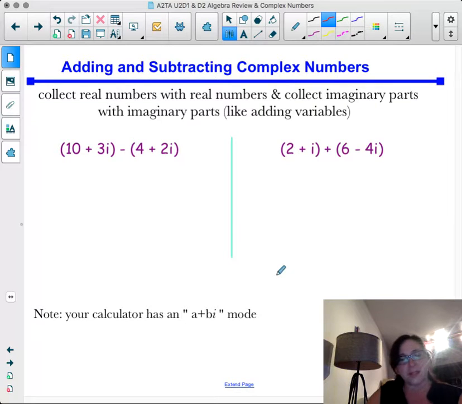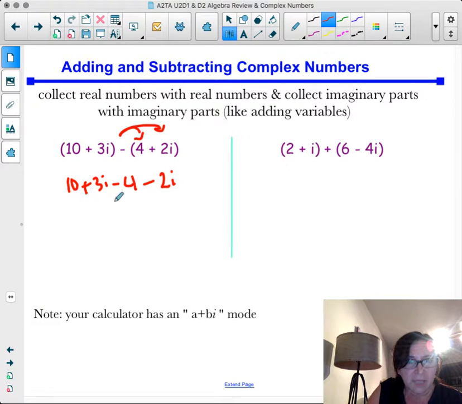We're going to add complex numbers also, adding like terms, adding real numbers with real numbers and imaginary with imaginary. 10 plus 3i. Need to distribute that negative sign. I think that's the cause of the most mistakes people make. Subtract 4 and then subtract 2i. 10 minus 4 is 6. 3i minus 2i is plus 1i.